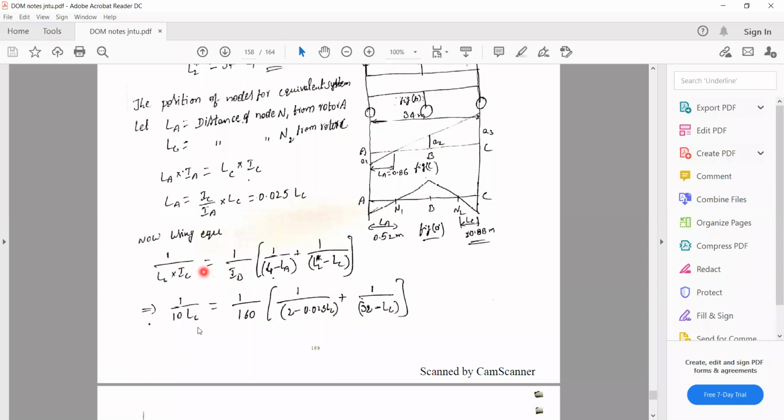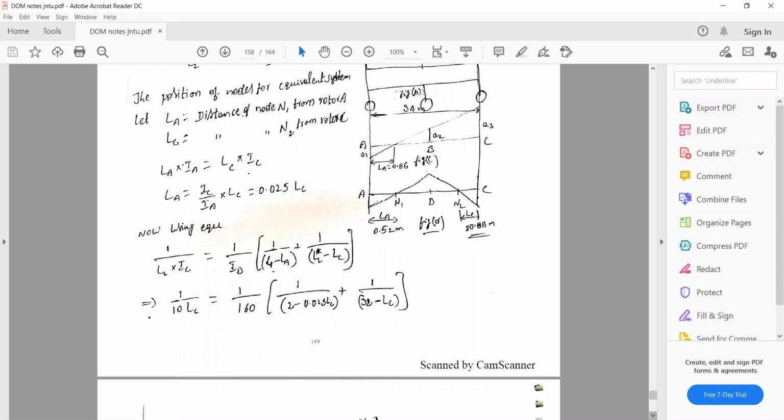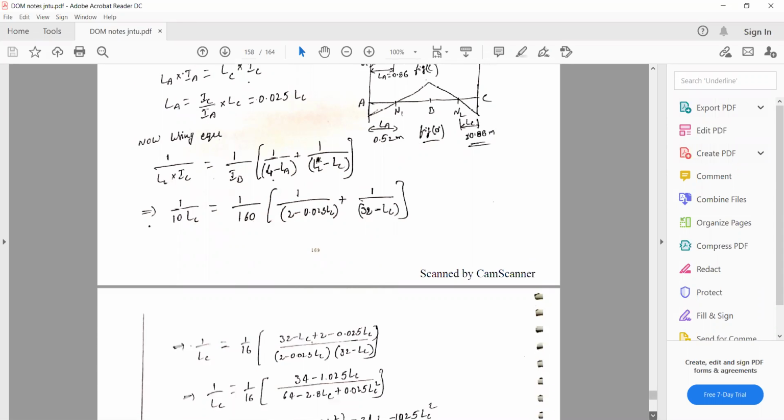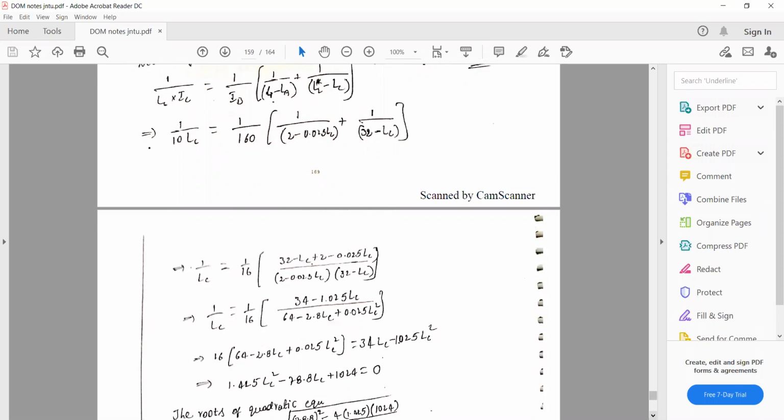In this, IC is 10, so 1 by 10 LC equals, with IB being 160, 1 by 160 into 1 by (L1, which is known, minus LA, and LA is related to LC as 0.025 LC) plus 1 by (L2, which is 32, minus LC). The total equation is in terms of LC, so we simplify the equation to get LC.